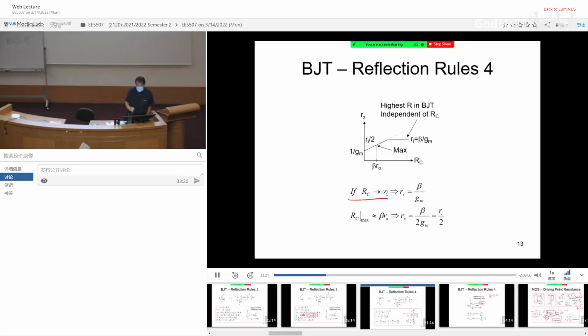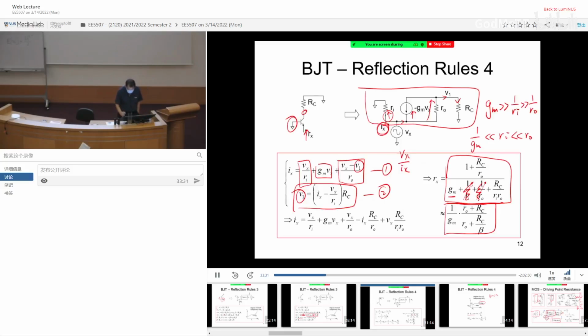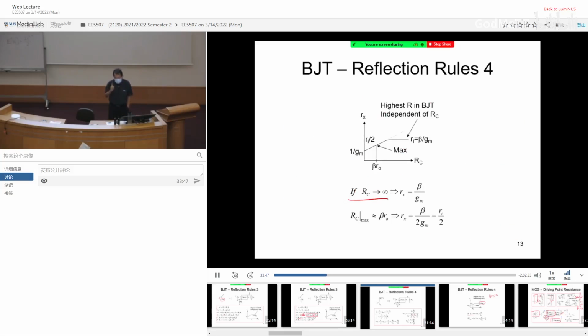Let's say there is no limit on RC, I can put any big RC that I want over here. If you simplify it, if RC is so big, I forget about R0. So RC cancels, and the whole thing simplifies to beta over Gm. That actually tells you the maximum resistance you can see looking from the emitter terminal.